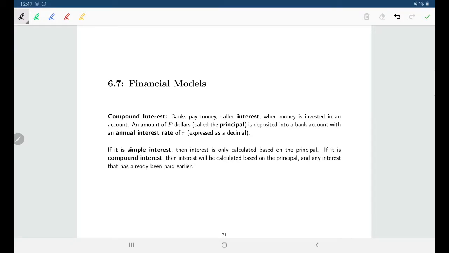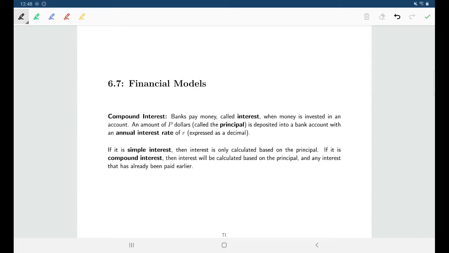Welcome back. In this section, we'll be talking about one of the applications of exponential functions, which is financial models, compound interest. When we're talking about money deposited at a bank, we call the amount that we deposit the principal, and we use the letter P to represent that amount. And when we deposit that amount, we're going to receive some money from the bank called interest that they pay us to hold on to their money.